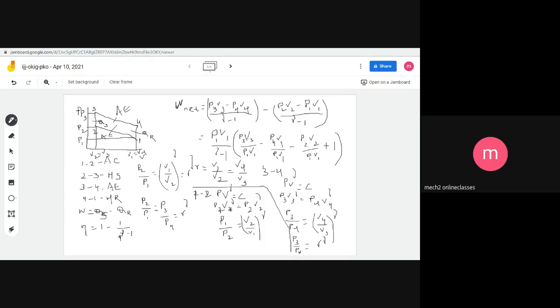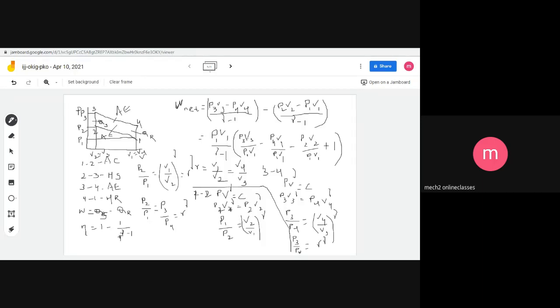So we'll continue the derivation next. We are going to substitute all these things in the net work done. We are doing this to derive the equation to get the RP value, the pressure ratio value. So by substituting, we can derive how increasing the pressure ratio increases the efficiency.